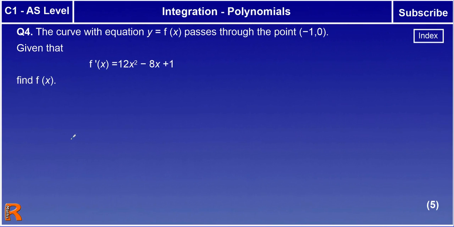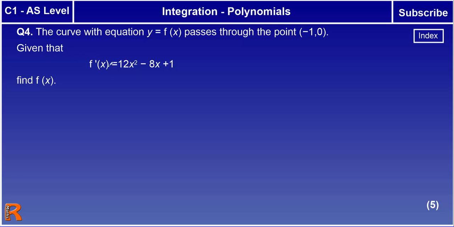Question 4. Another sort of standard question. In fact, a lot of these questions will be fairly standard, but this is quite nice. x squared, x and a number, so a nice polynomial, nothing complicated. You're told about an equation y equals f of x, passes through the point -1, 0, so that's your clue that you're going to have to find the constant.